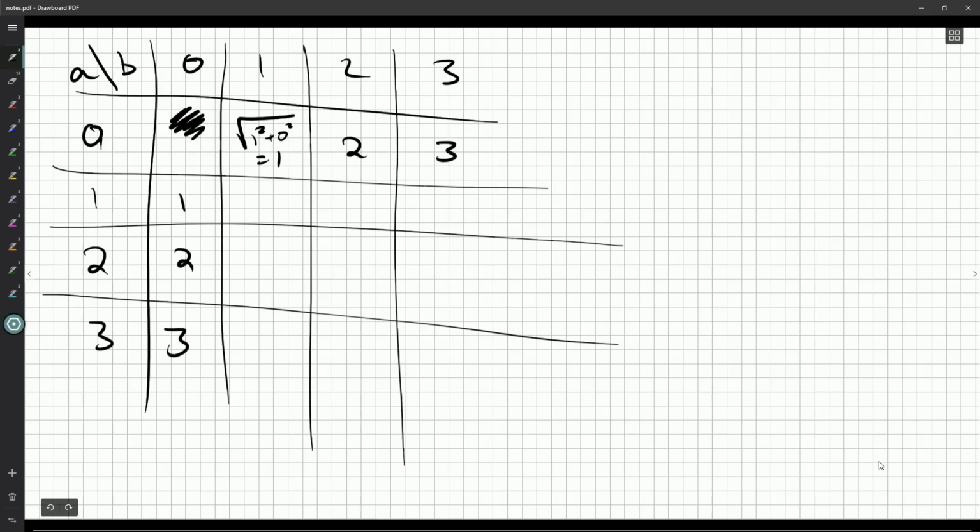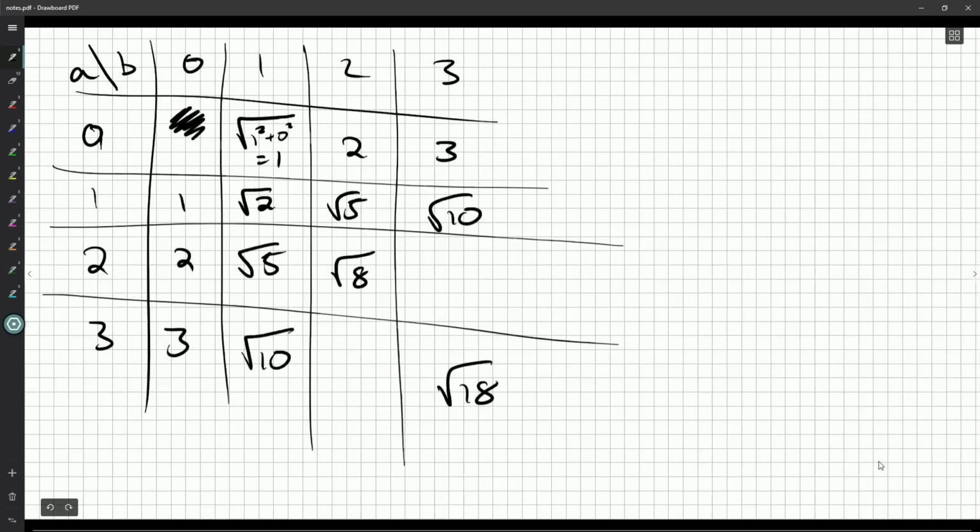And then 1 squared plus 1 squared is 2, so this is a distance of root 2. 2 squared plus 2 squared, we're going to get root 8, and root 18 down here. And then 1 and 2, we've already said this one, that's root 5. Same with 2 and 1, root 5. So you can see symmetry now. 3 squared is 9 plus 1 squared. We're going to get a root 10 here.